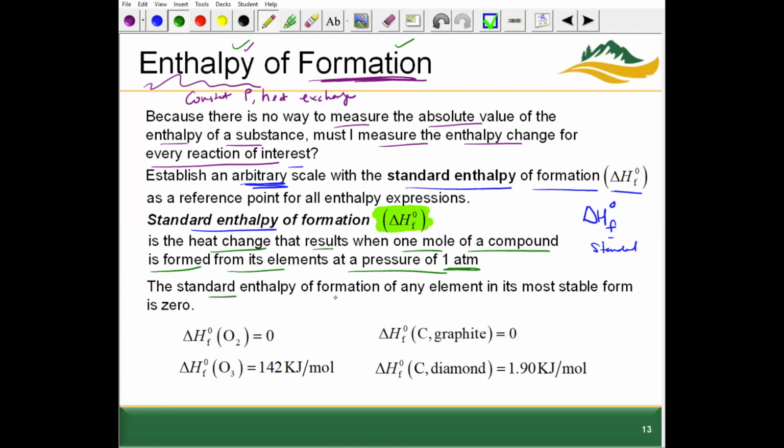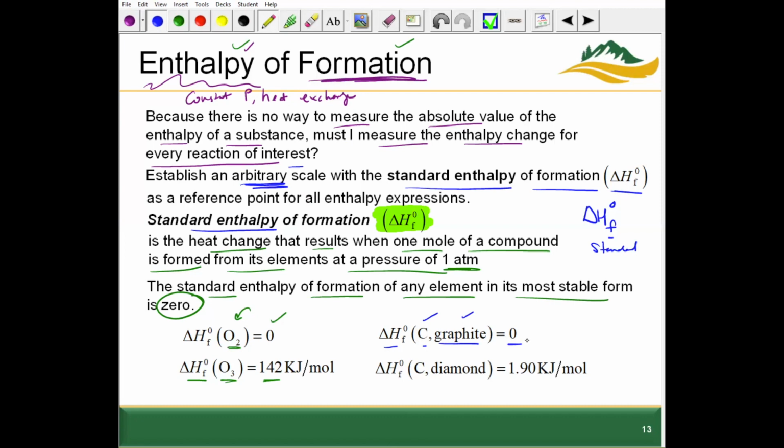The standard enthalpy of formation of any element in its most stable form is exactly 0. Oxygen gas, its most stable form is diatomic oxygen. The enthalpy of formation for diatomic oxygen is 0. Then the enthalpy of formation, though, for ozone, or O3, is a much larger value. Another example for carbon, the enthalpy of formation for carbon as graphite, so it makes up pencil lead, is 0.